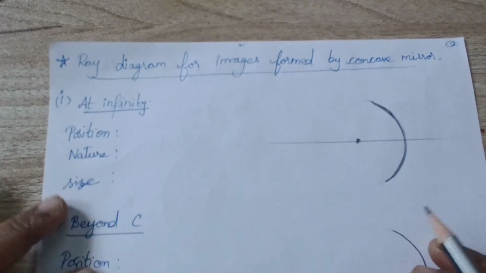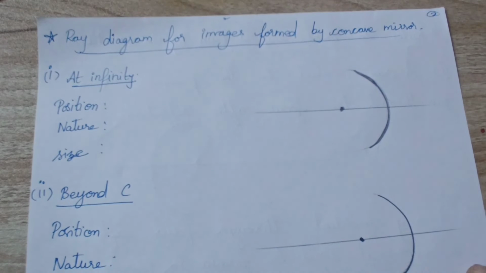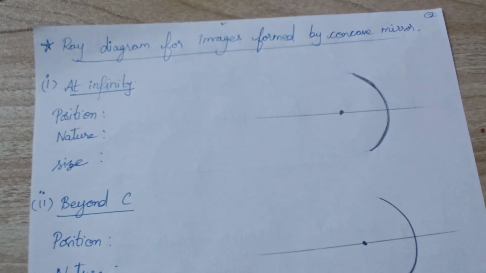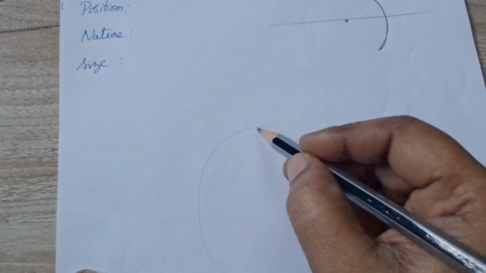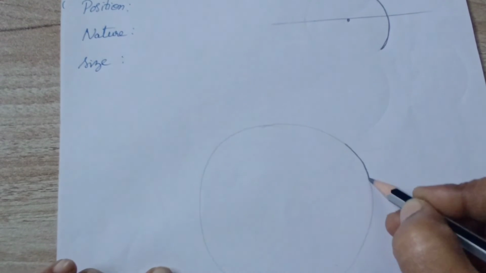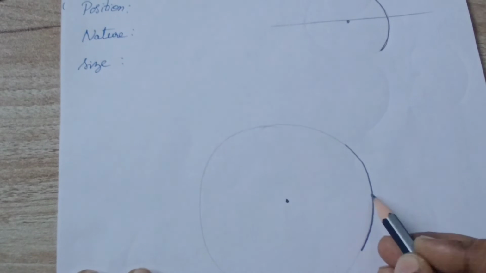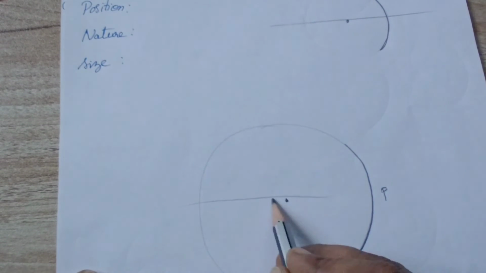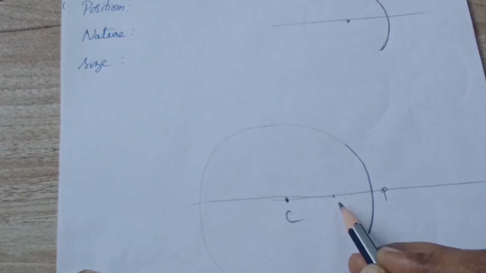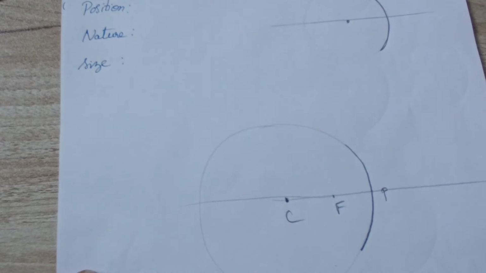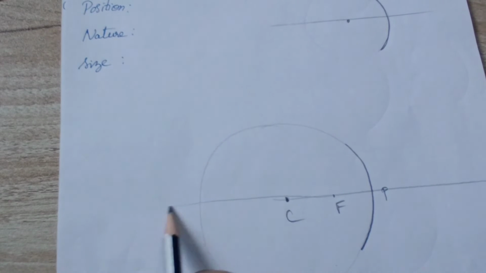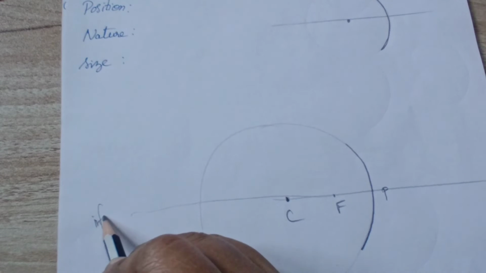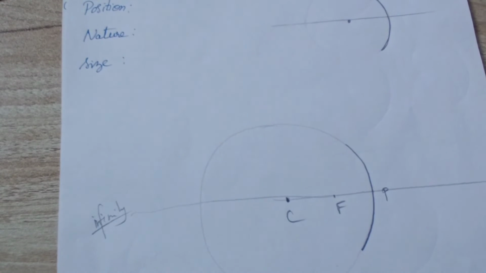How the images are formed in the concave mirror. There are 6 positions in that. For example, this is spherical. This is your mirror, this is the center of curvature, this is the pole. Center of curvature C. This is F. So what are the possibilities for the object placed here? The object may be placed at infinity.